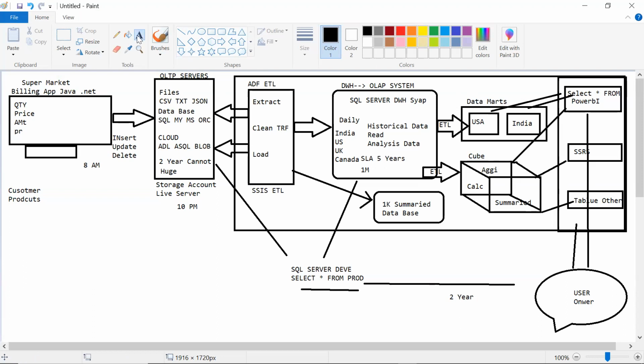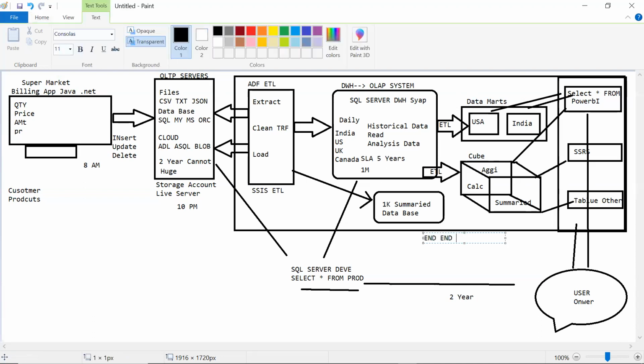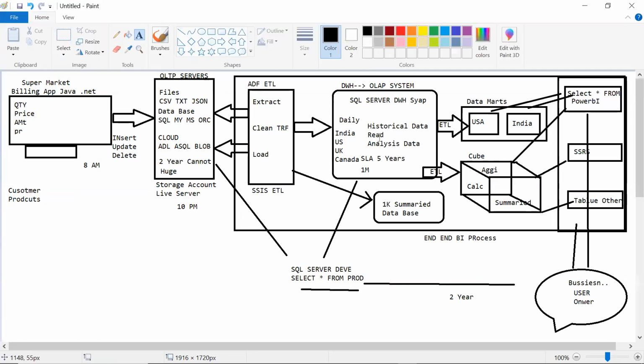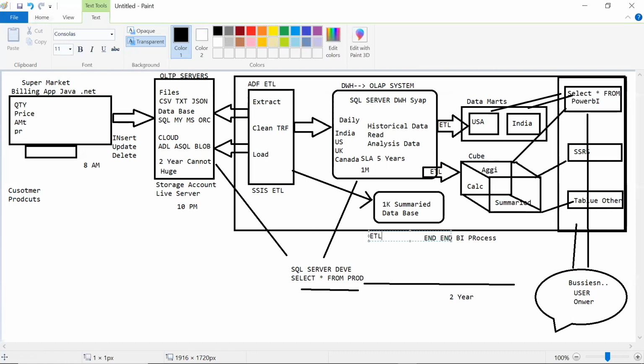Once you have the data, whatever format it comes in, you are sharing it with the end user through this complete end-to-end BI process. This is a BI process. The business user owner doesn't know how these technical things are going on. They only know they want a report, and based on that report, they will analyze the data. But what is going on in the background, they don't know. So that is what we require: an ETL developer, a reporting developer, and a database knowledge person.